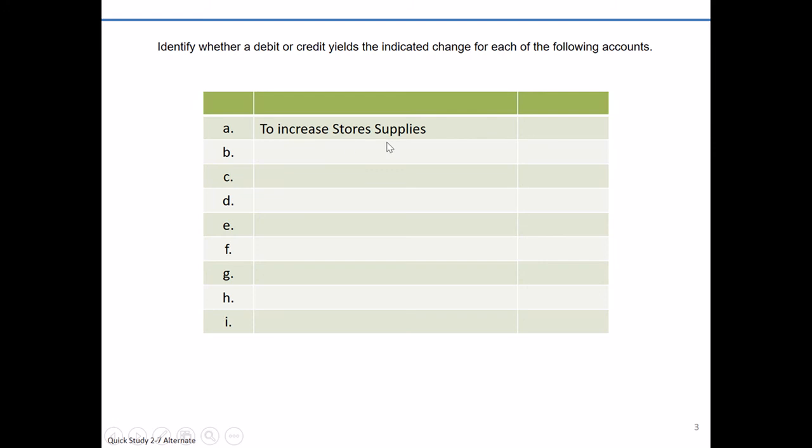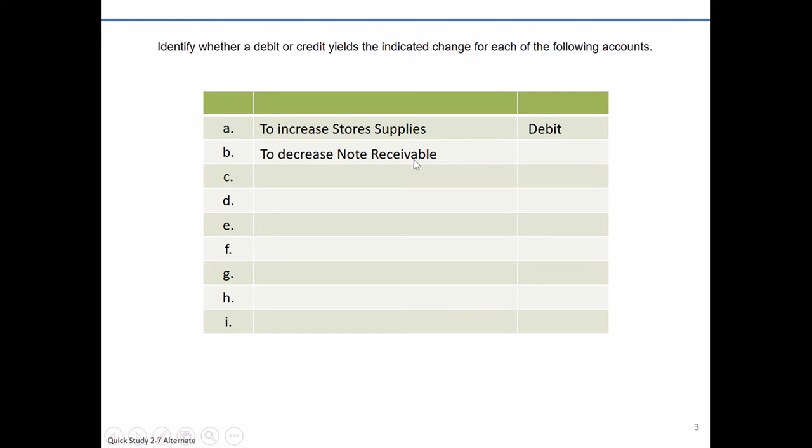So to increase store supplies, I'm going to first step back and think about, is this an asset, liability, revenue, equity, dividends, or expenses? So store supplies are an example of an asset. Assets follow the normal left-hand rule. Keep in mind they're on the left side of the accounting equation, so they're going to be increased on the left-hand side or the debit. So our answer is going to be debit.